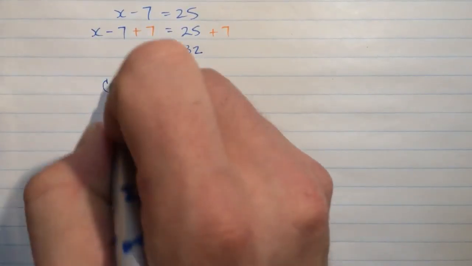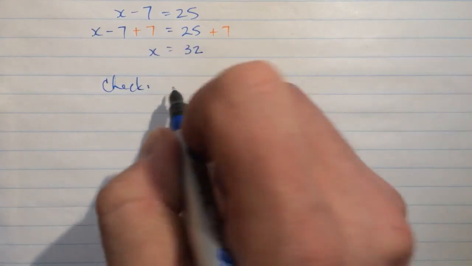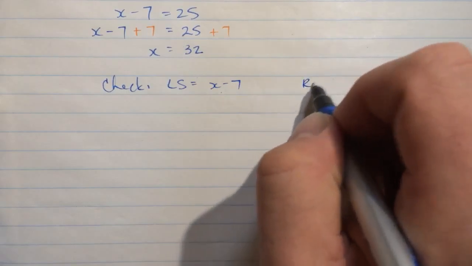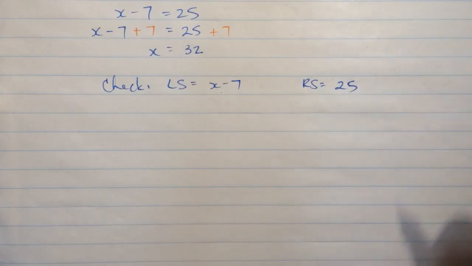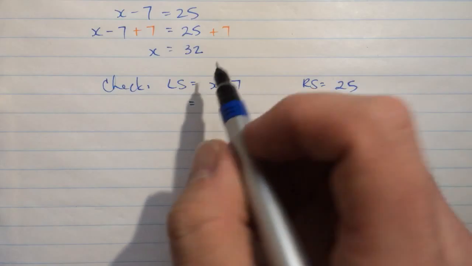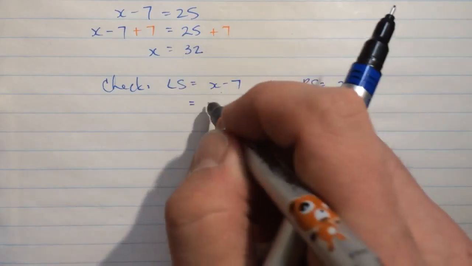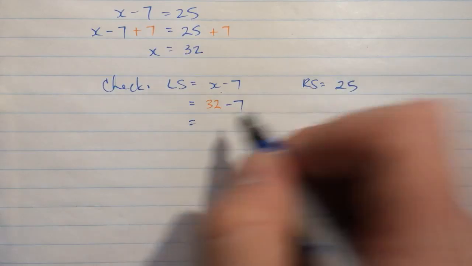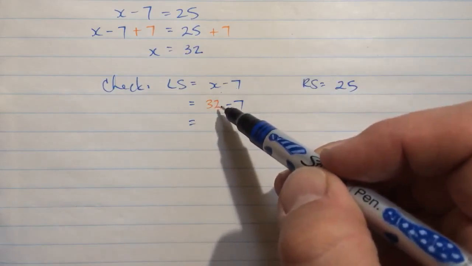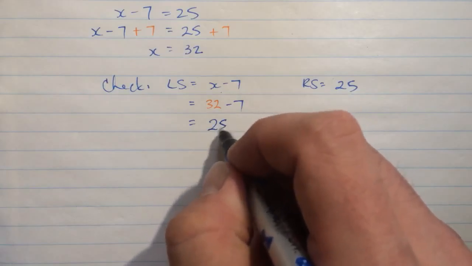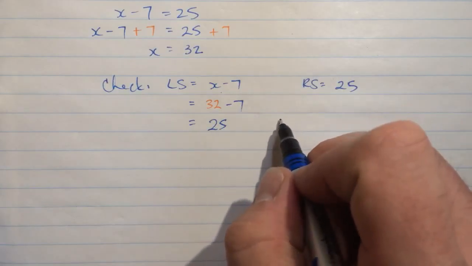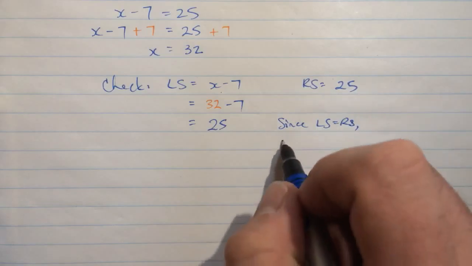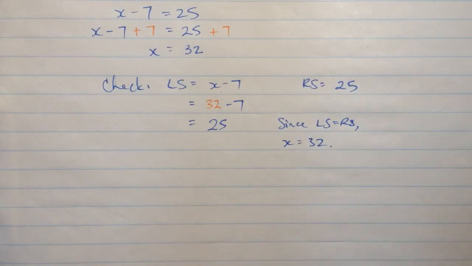And we can check that. The way we check is with a left side, right side check. The left side of the original equation is x minus 7. The right side of the original equation is 25. And we will substitute in the value for x that we found to see if it matches the right-hand side after we simplify. So I've substituted in 32. 32 minus 7 is equal to 25, and yes, that's the right side. So since the left side is equal to the right side, we know that x must indeed be 32.